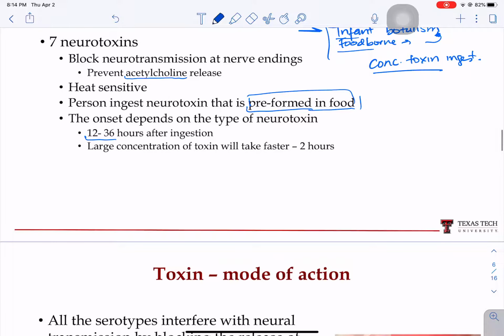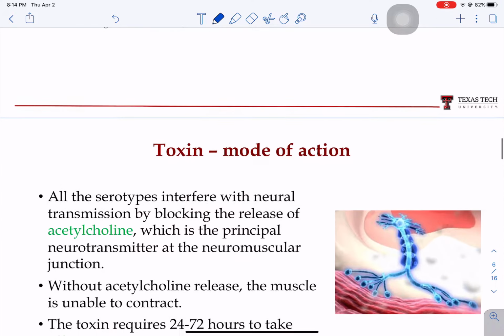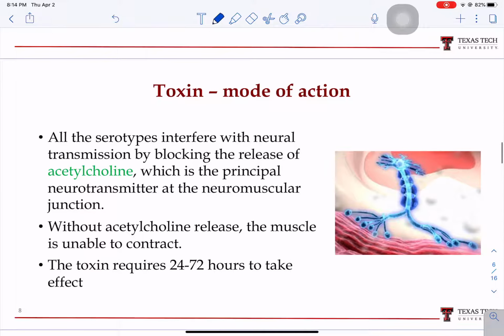I was explaining the mode of action, so we can see here a little picture of the neuron. Again, there is this neurotransmitter, called acetylcholine, that is being released to send that signal of muscle contraction. The botulinic toxin will block the release of this transmitter, so there will be no muscle contraction.